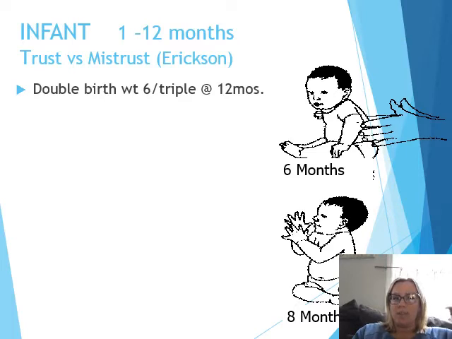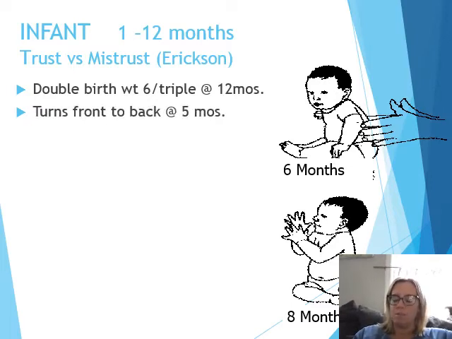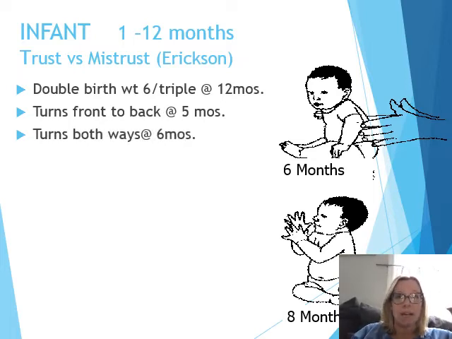So the baby is going to double their birth weight at 6 months and then triple their birth weight at 12 months. So there's a huge period between 6 to 12 months where they should be tripling their birth weight. Okay, big area of growth there. At 5 months, the baby should be turning from their front to their back. So often, if they're doing tummy time to help gain strength of their neck, the first way for them to turn is usually from their belly to their back. Okay. And then a month later, at 6 months, they can turn both ways. They can go from belly to back, back to belly.